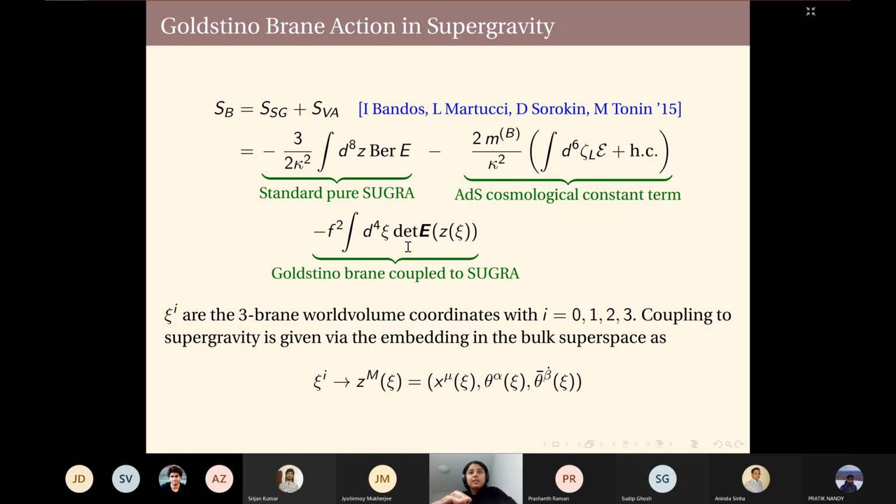Here now, these coordinates are called xi. They are the 3-brane world volume coordinates, and that brane is dubbed the Goldstino brane because it eventually generates the Goldstino. This brane is coupled to supergravity by embedding these coordinates in the superspace coordinates like this. And here, this E, again, is the one-form which is invariant under all the supersymmetry and supergravity transformations, and then you take the superdeterminant, and that gives you the Volkov-Akulov action.